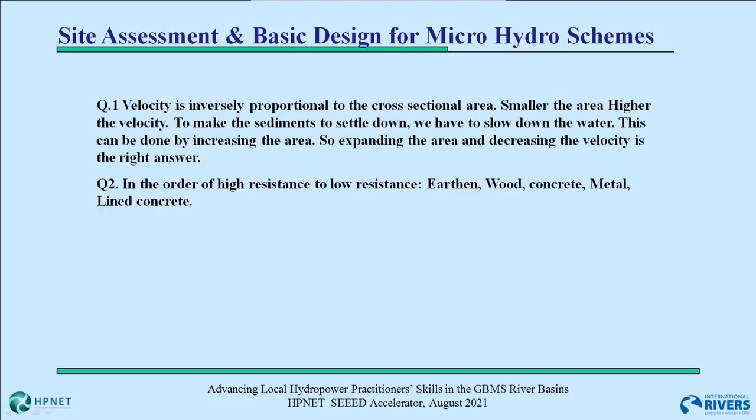The answer to the second question. In order of high resistance to low resistance: earthen canal, wooden canal, concrete, metal, and lined concrete. Lined concrete offers least resistance. Lined concrete is nothing but plastered smoothly inside.